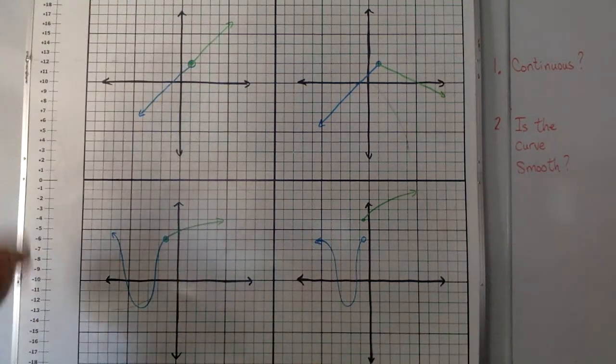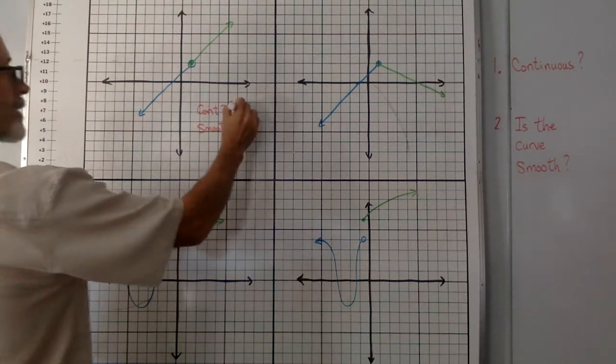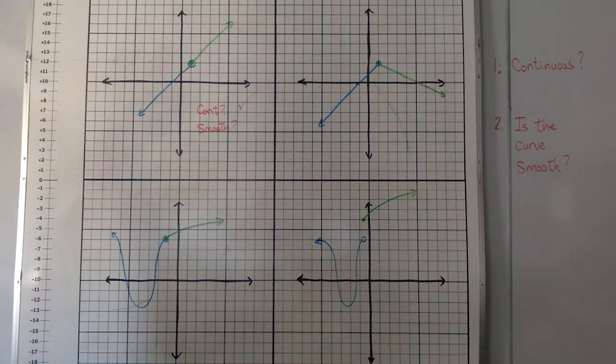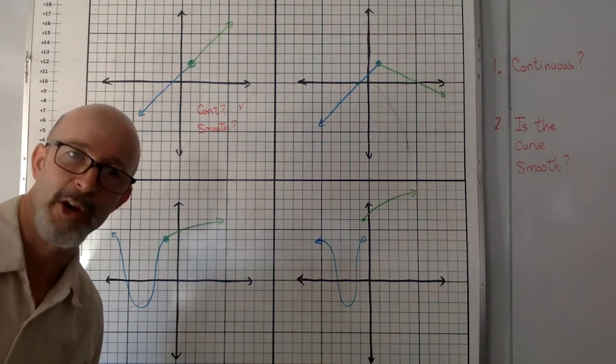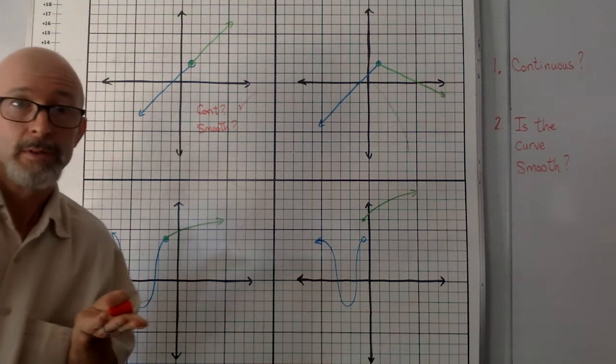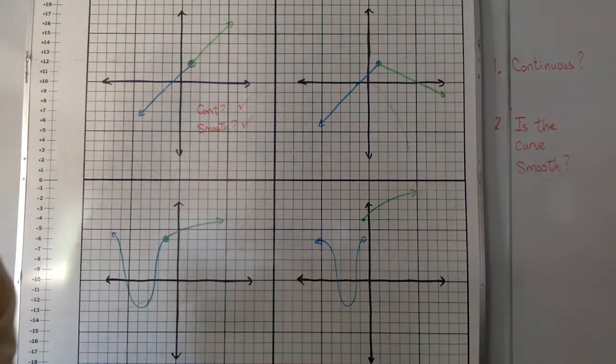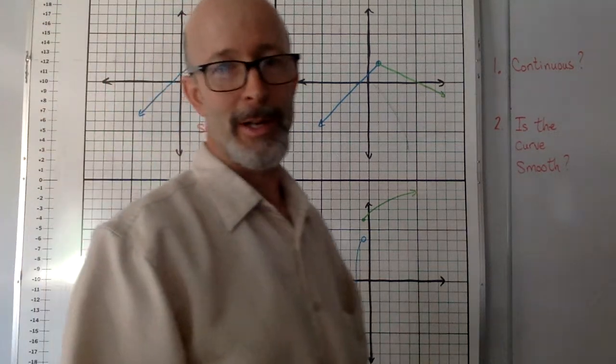So, first example up here, we've got that top left example. Is it continuous? You betcha. Is it a smooth curve? Well, it's not much of a curve, it's kind of a straight line, but it is smooth. There are no corners or cusps. It is a differentiable function.